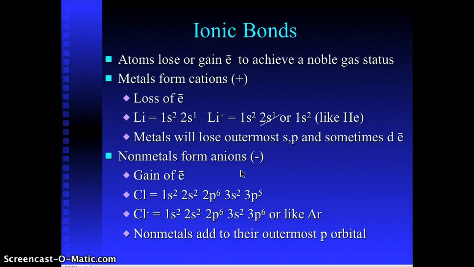Nonmetals, on the other hand, since they're so close to the noble gases, way over on the right side of the periodic table, will then gain electrons. This gaining of electrons, they are called anions. They are negatively charged ions.